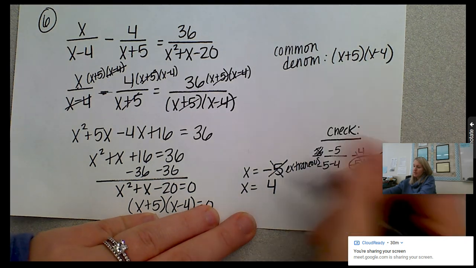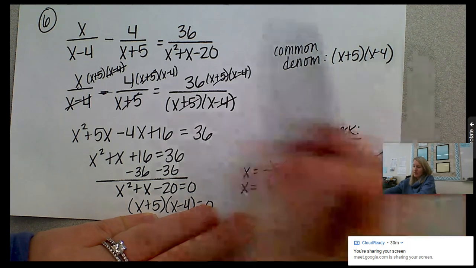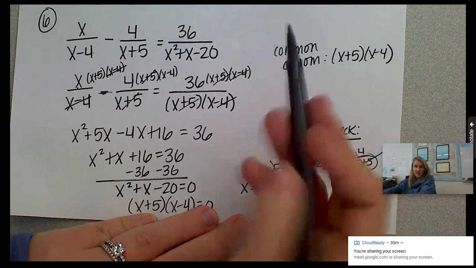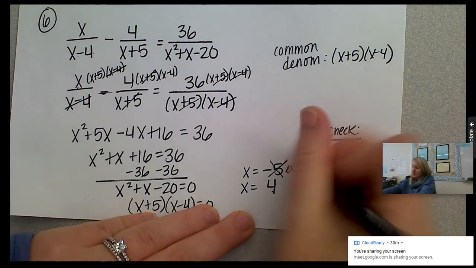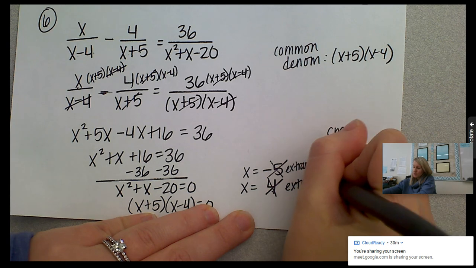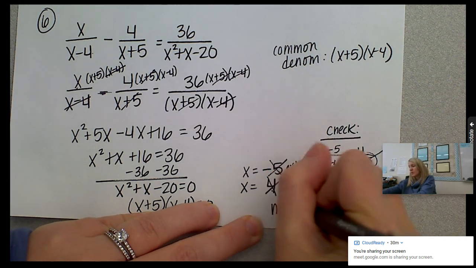If I plug in 4, even if you're starting to do this in your head, that's okay. 4 minus 4 is going to give you 0. 0 in the denominator is not going to work. Also extraneous. So in that case, we did have 2 solutions, but both of them aren't going to work. So if nothing works, your answer is no solution.